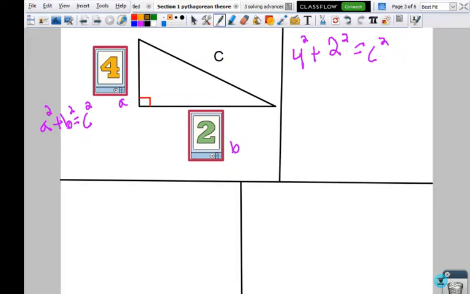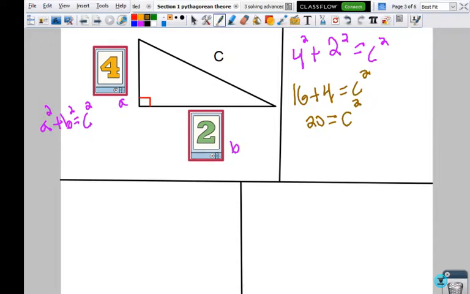C squared. So we got our Pythagorean theorem set up. We're going to go through and solve. So 4 squared is 16, plus 2 squared is 4. 16 plus 4 is 20. That's going to equal C squared.